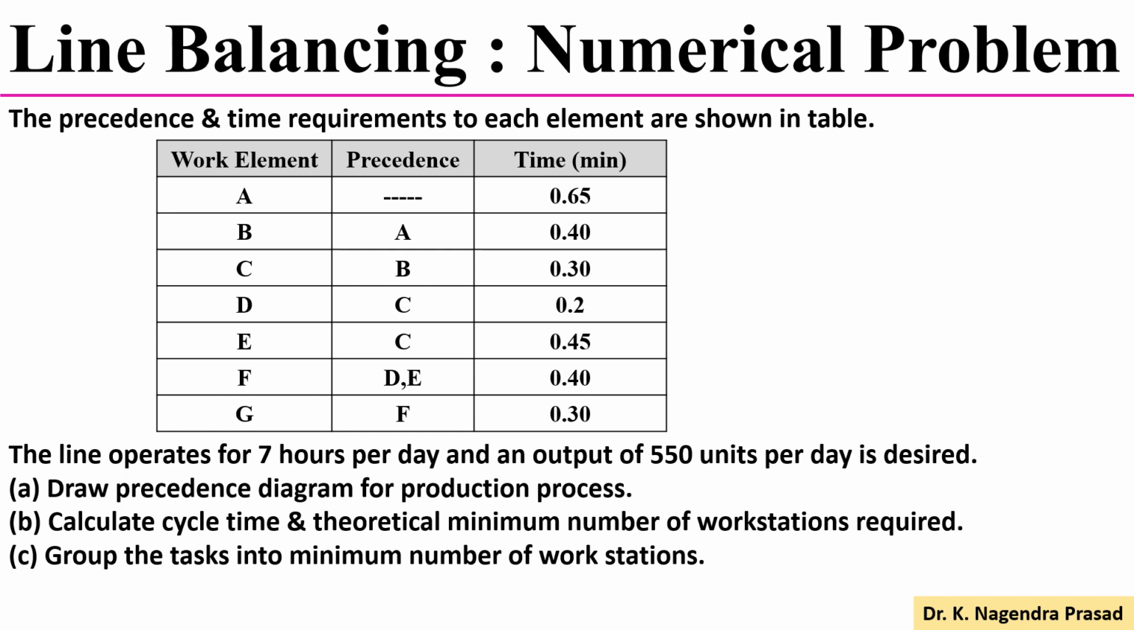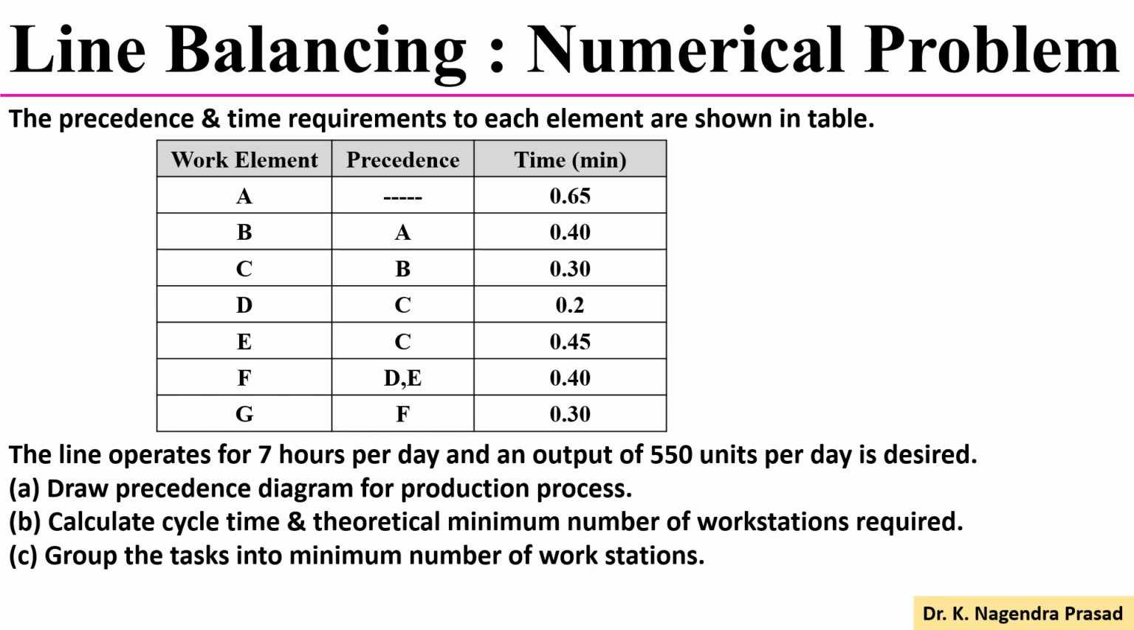Then A. Draw the precedence diagram for the production process. B. Calculate the cycle time and the theoretical minimum number of workstations required. C. Group the tasks into the minimum number of workstations. So let's see the solution.